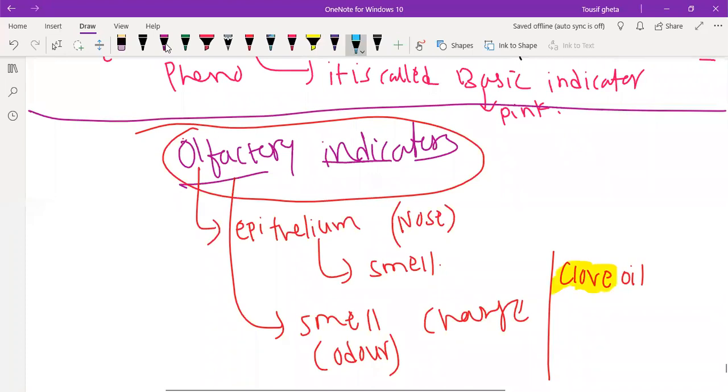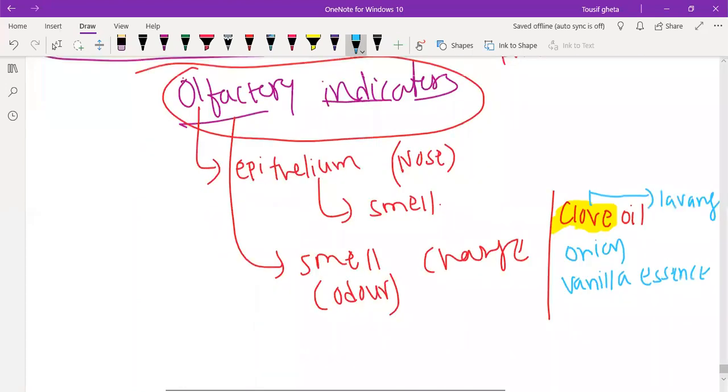Okay, clove. Onion is another example. Clove, onion, and one more. What example is there? Anybody know in the textbook? Very good. Vanilla essence. So this clove, what is it, you know? Clove is nothing but lavanga. Lavang. It is lavang. Garam masala like it is.